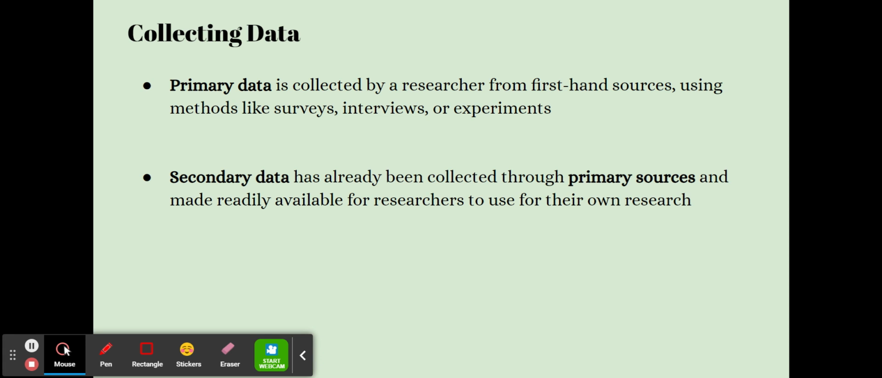Primary data is when we collect from firsthand sources. So, for example, you go around the school and you ask a survey, you ask people some questions, you interview people, you do an experiment. That is primary data. Secondary data is when you are looking at data that someone else has collected through primary sources. This is what you're going to be using for this project.